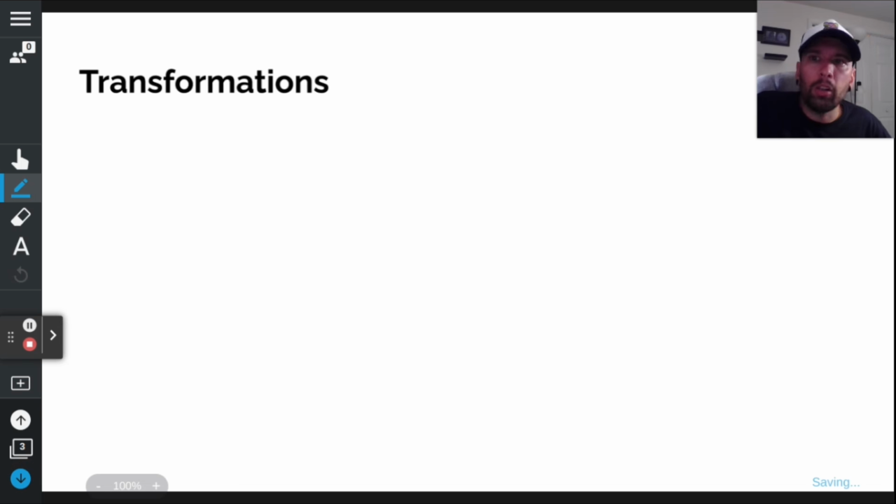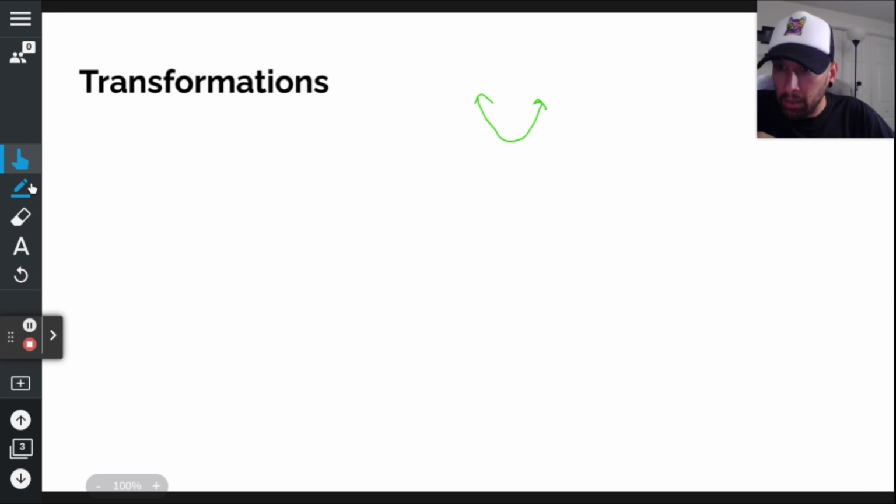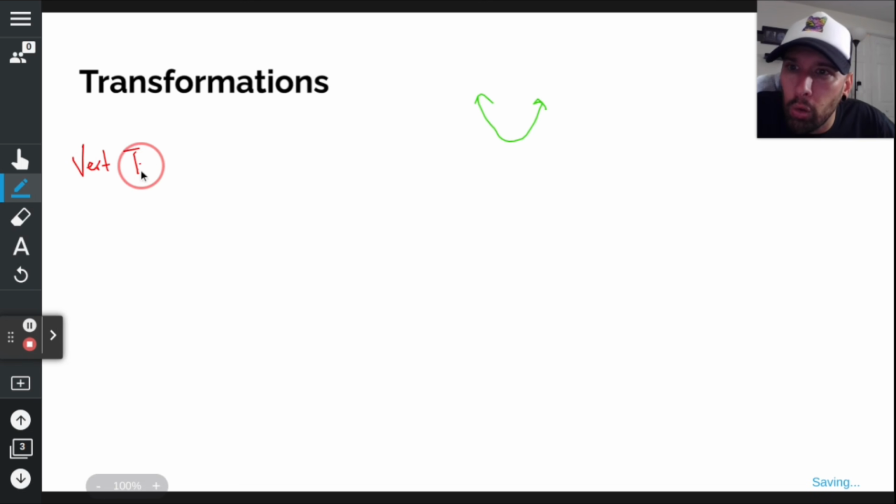Next thing that we're going to look at is transformations. Now, if I were to take this picture right here and move it down and over, of course with the arrow there, that's called a transformation. There's 4 main types of transformations that we're going to deal with. Transformation type number 1 is going to be a vertical translation. Translation is movement and movement only.